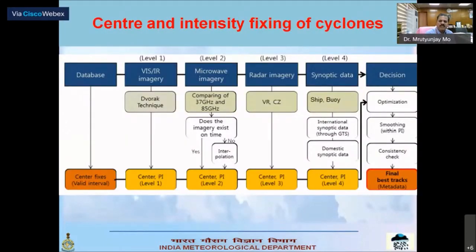So there are various processes to determine the center intensity of the cyclones. I'm not going to discuss them. You can look into them afterwards.